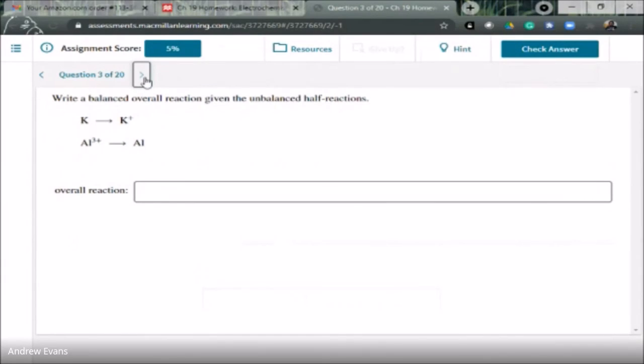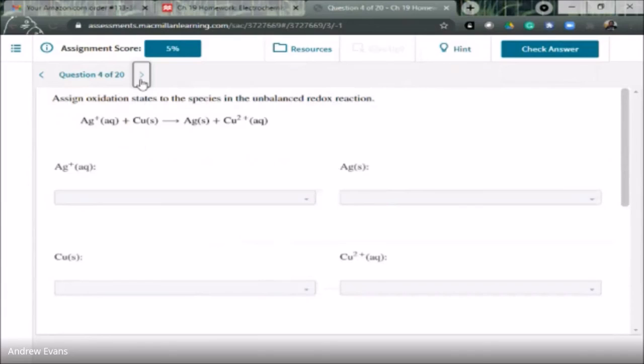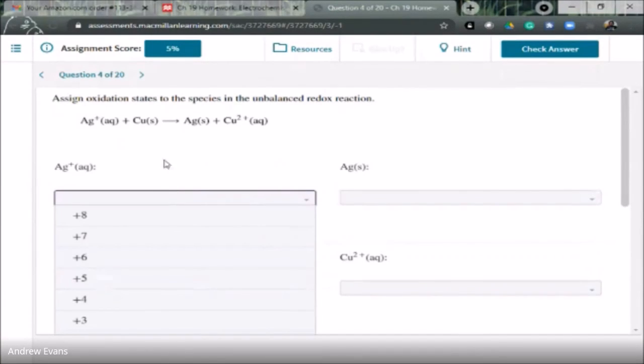Balance the overall equation. So this one you have to do the half reactions, add them together, balance the electrons, and do all the steps. That one's pretty straightforward though. This one, assign oxidation states to species. You just have to say, what is the charge? Don't overlook some of these. If it's just a silver +1, it's just going to be +1.